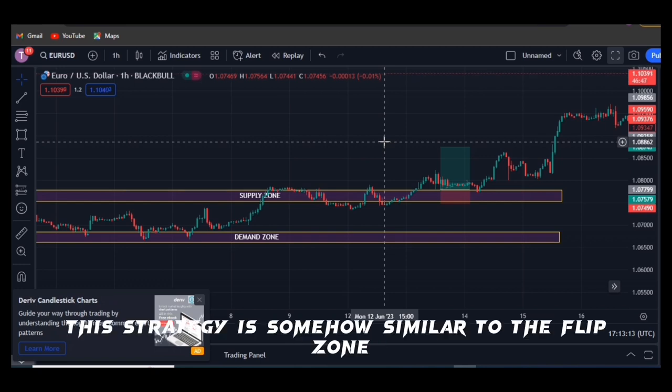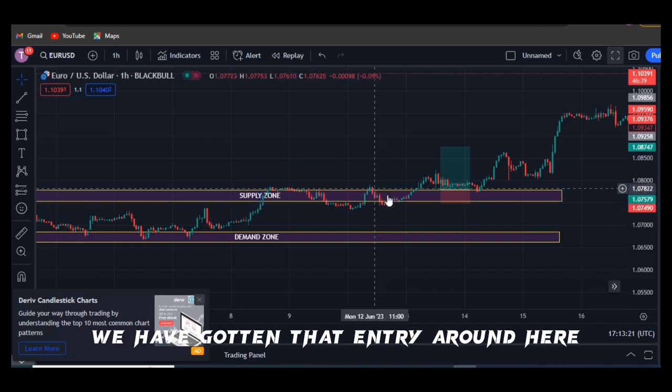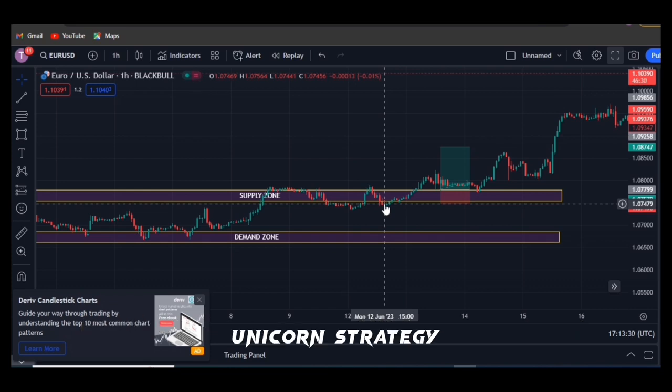This strategy is somehow similar to the flip zone, understand? But it's a bit different. If it had been the flip zone strategy, we would have gotten an entry around here. You get that? But we are only talking about the ICT unicorn strategy.